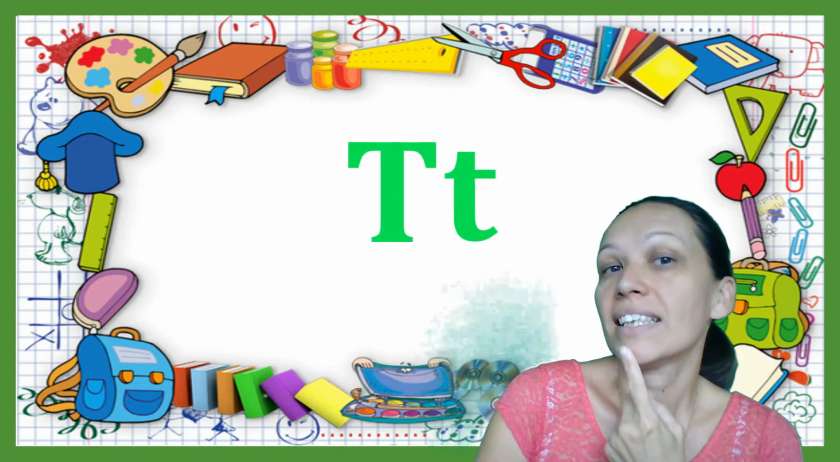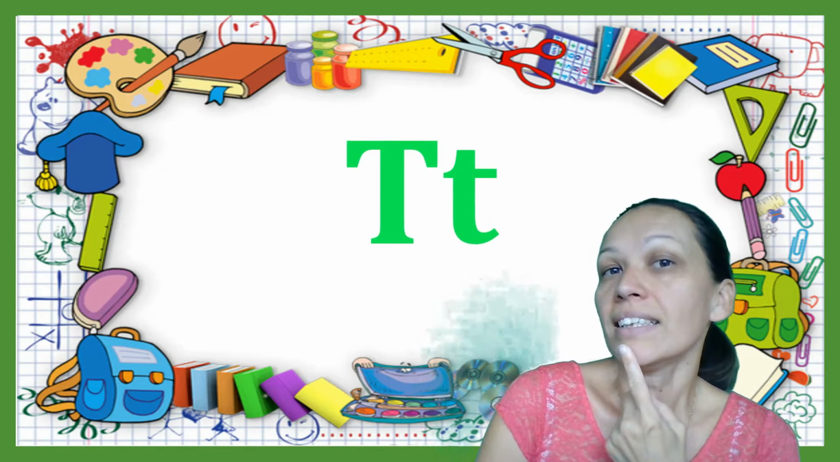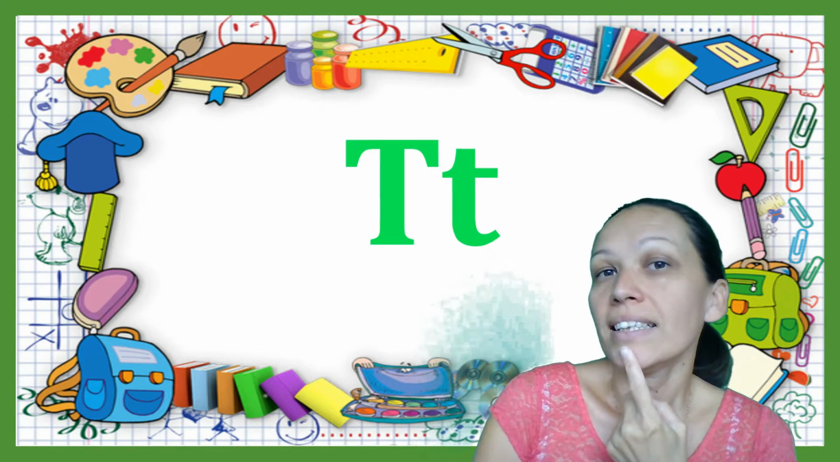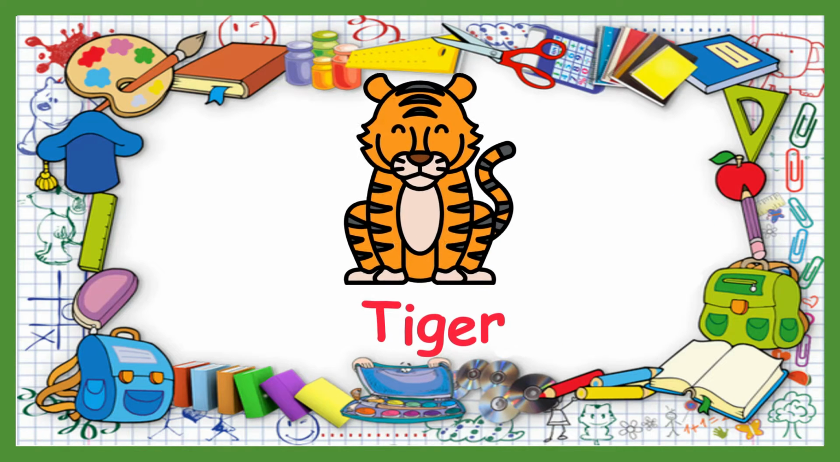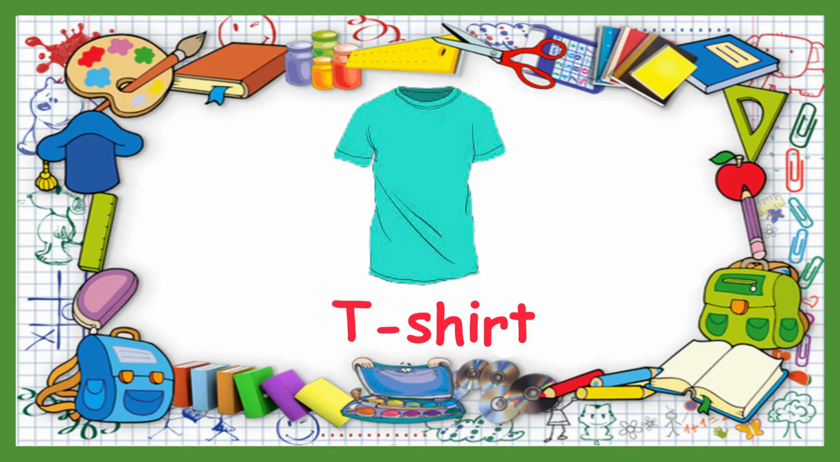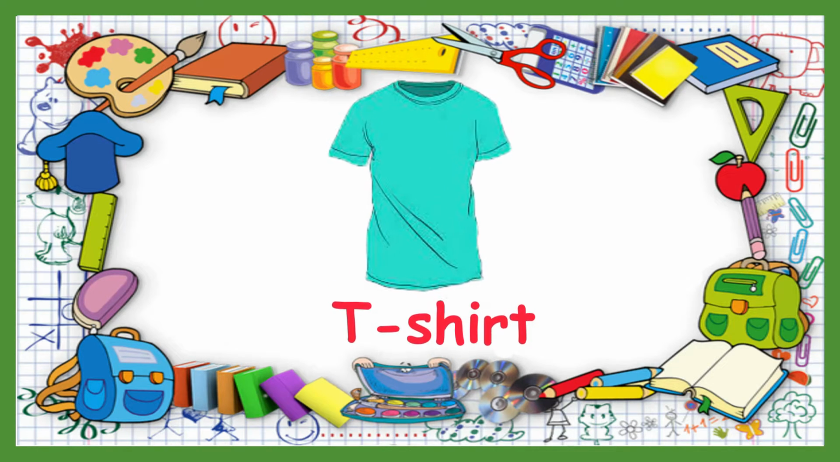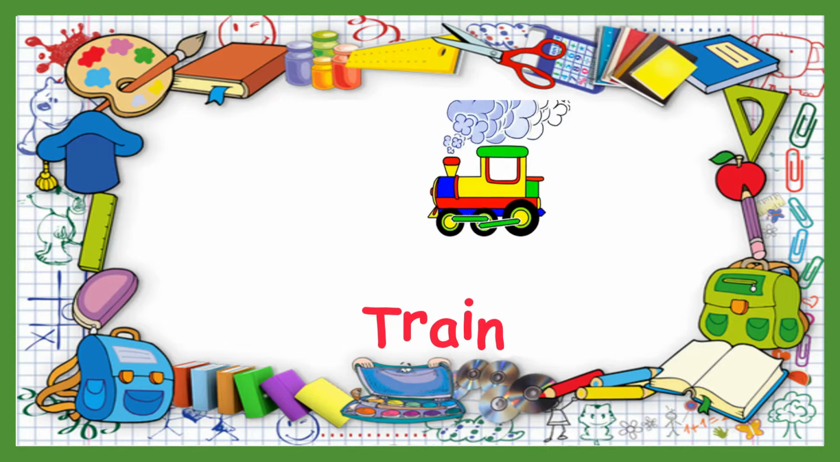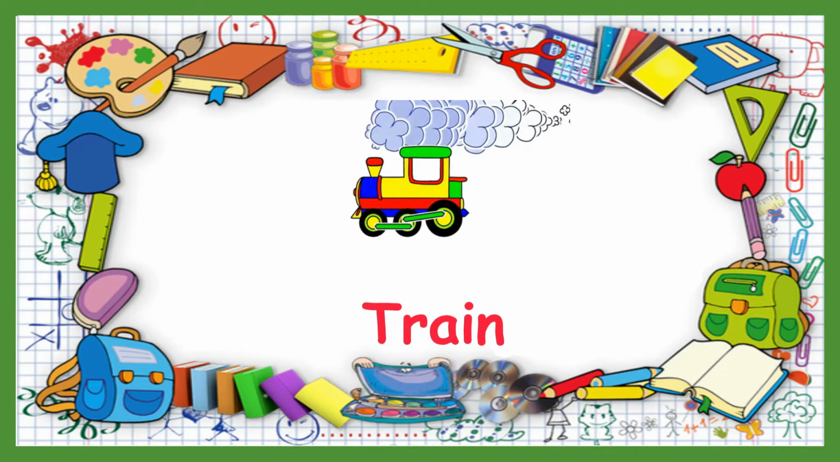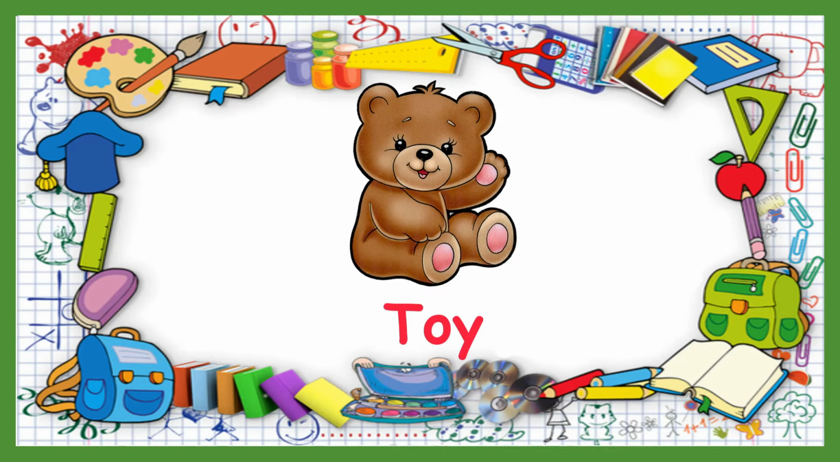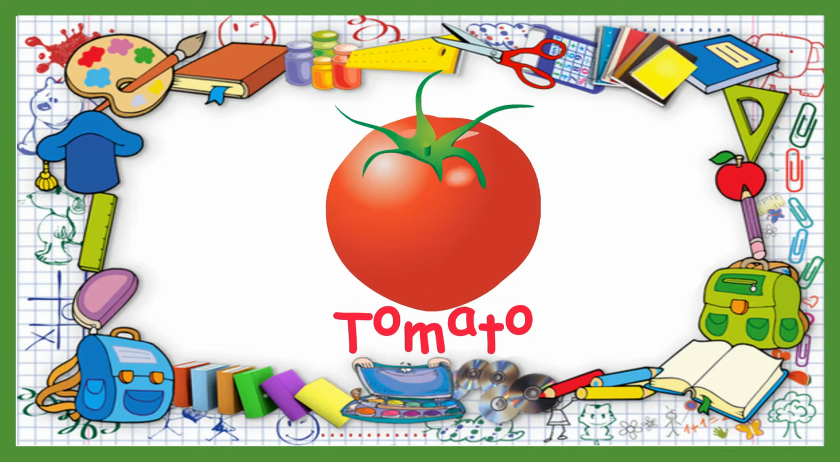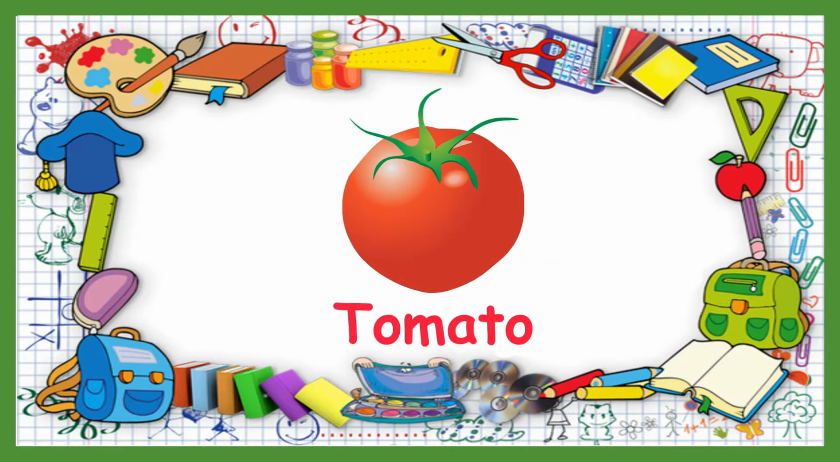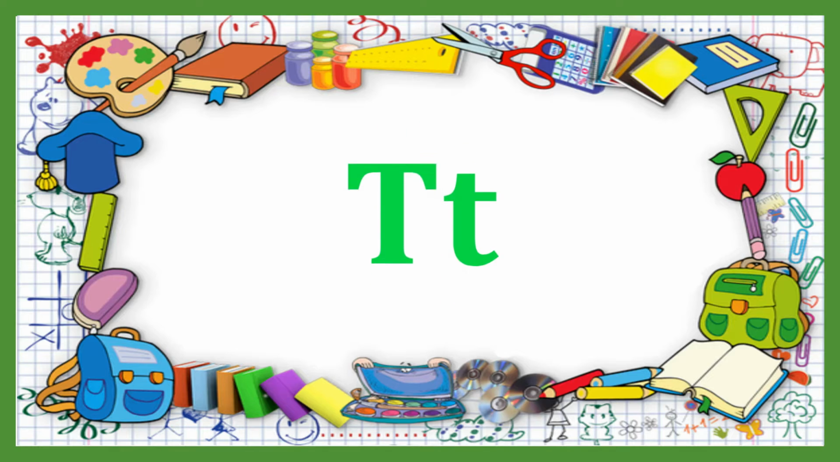T, T, T, T. T for tiger, tiger. T for t-shirt, t-shirt. T for train, train. T for toy, toy. T for tomato. This is the letter T, T, T.